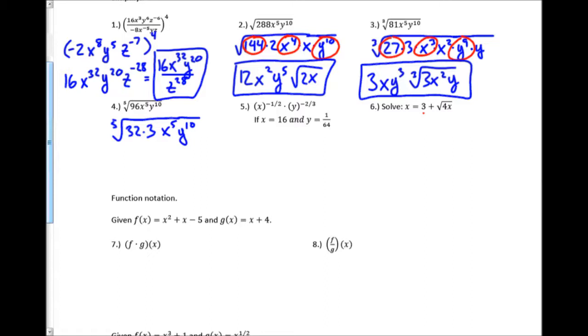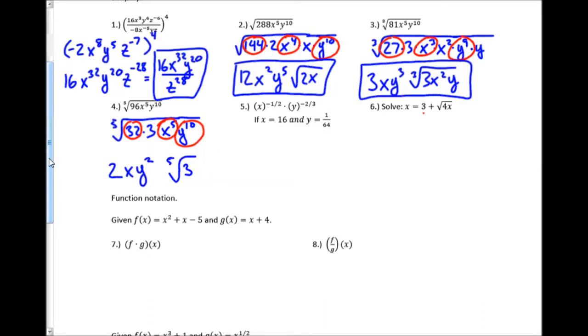And now I'm going to take the 5th root of each perfect fifth. The 5th root of 32 is a 2. The 5th root of x to the 5th is x to the 1st. And the 5th root of y to the 10th is y to the 2nd. And then still trapped under my 5th root, it's going to be the 3, and that's it. Okay, just a 3.